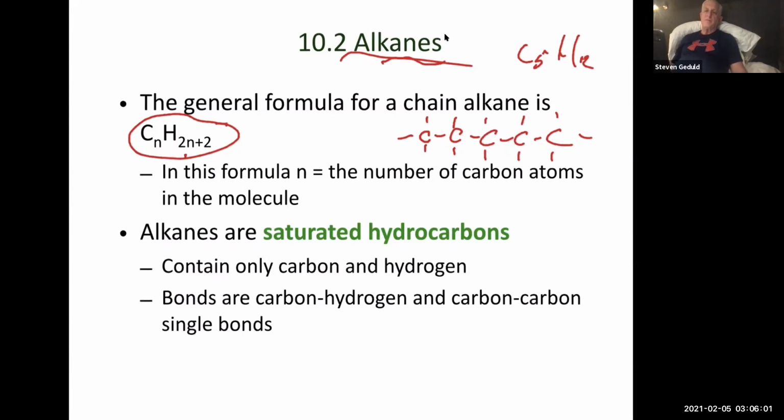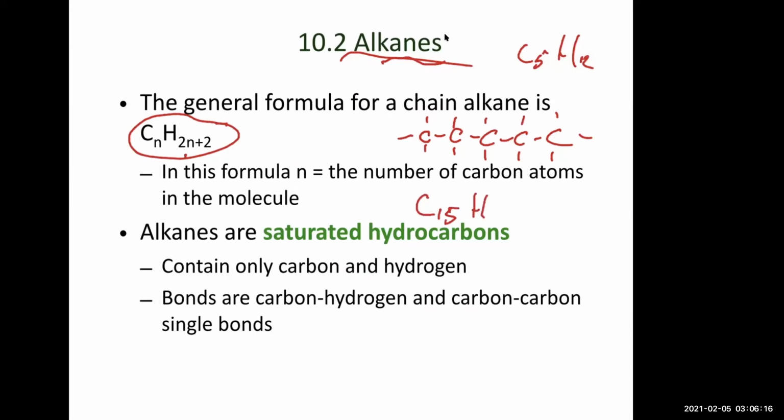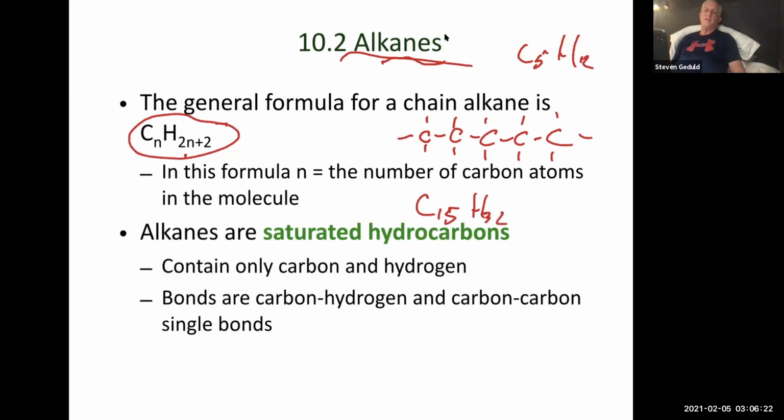So far, so good. Say I had 15 carbons in an alkane. How many hydrogens would I have? 32. There'd be 2 on every carbon along the chain and then 1 on each end. So the general formula for the alkane is CnH2n+2, where n is the number of carbon atoms.